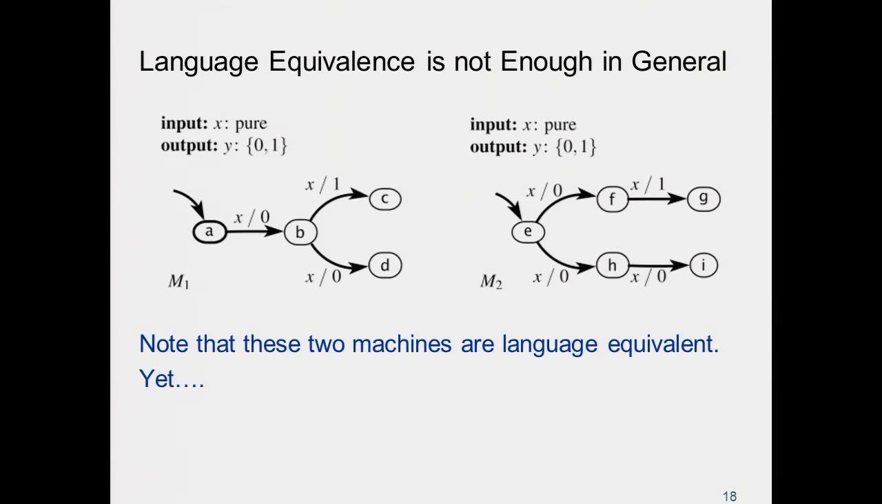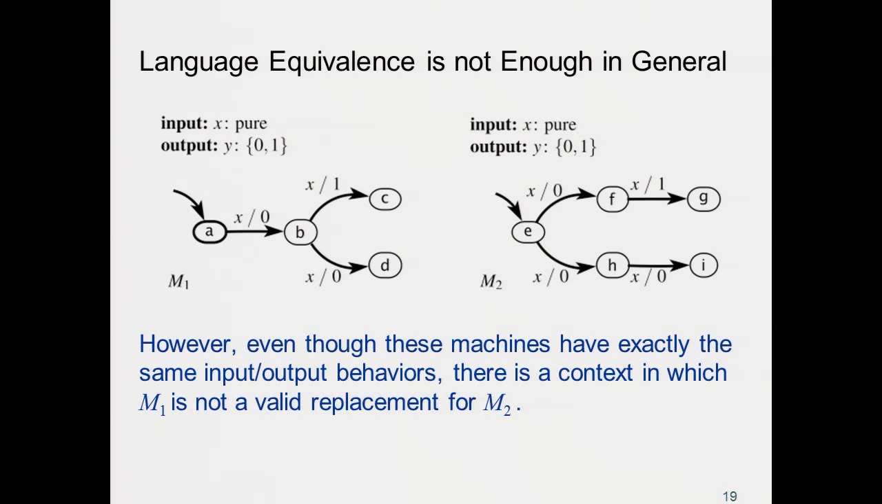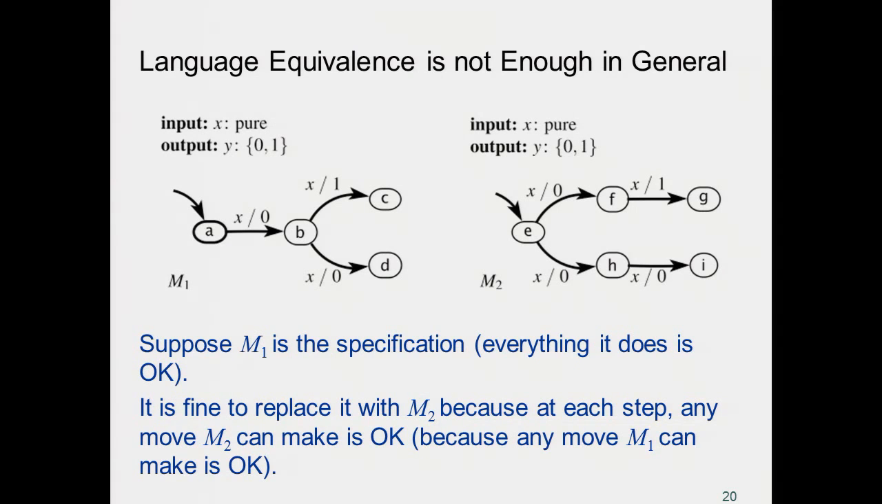And so this means that one simulates the other, but not vice versa, right? And this is only true in the case of non-deterministic machines because of these choices that I have, and the large set of behaviors that I have as well. So, even though these machines have exactly the same input-output behavior, there is a context in which M1 is not a valid replacer for M2, which is the one that I just told you about. Suppose that M1 is a specification, so everything it does is okay. If I replace M1 with M2, I am okay, because any move that M2 can make is okay, but not vice versa, as we just did an example for.